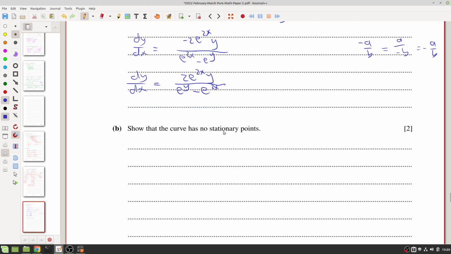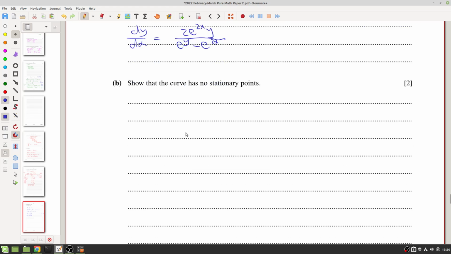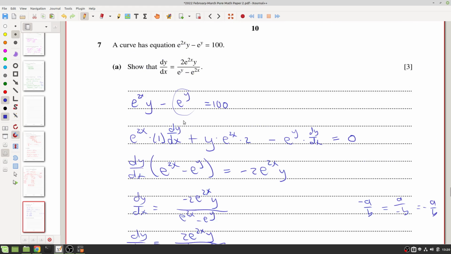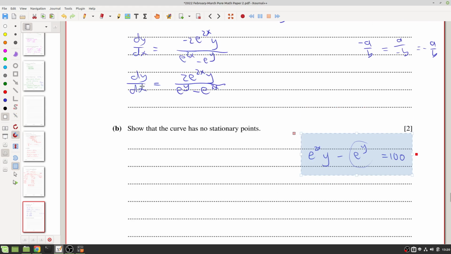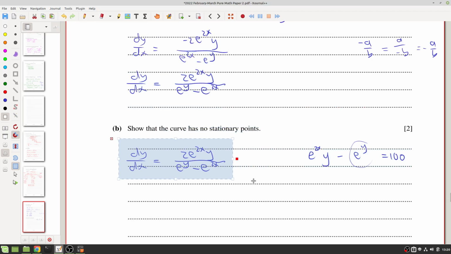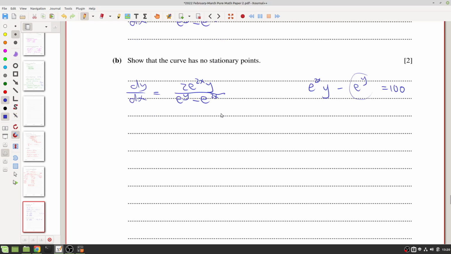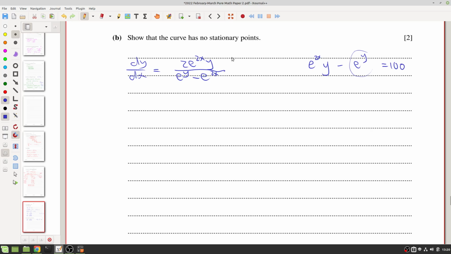Now, show the curve has no stationary points. Okay, so let me again just copy the function, and let's copy also the derivative. We have to show that there are no stationary points. A stationary point would happen when the derivative is 0, when the gradient is 0, right? So that's what happens when this top part is 0.